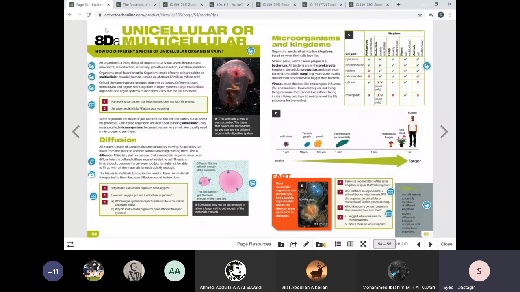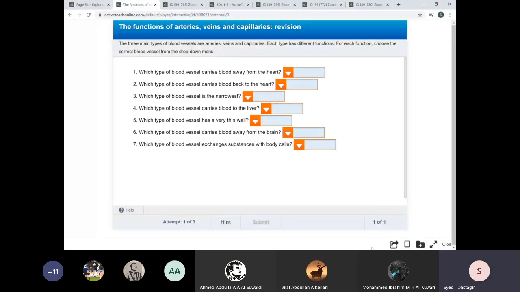Now, let's see who's available. Can everyone see the screen, yeah? So the first question is, which type of blood vessel carries blood away from the heart? Can I ask, does Jasim have a mic? Yes. Jasim, tell me. Question number 1, which one do you choose? I'll give you a clue. Away from the heart. Away. Artery. Okay.